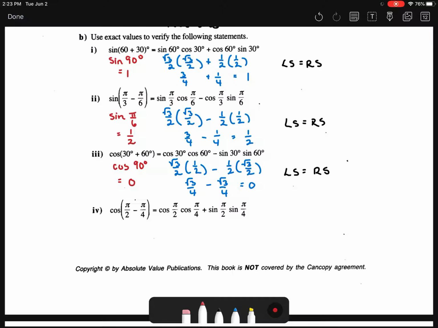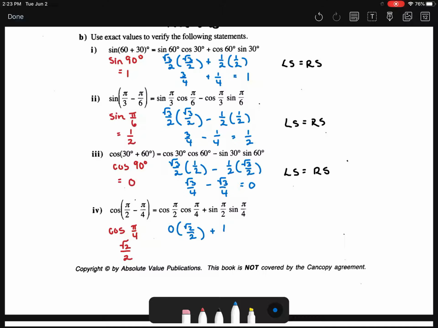Cos pi over 2 minus pi over 4. So this will be the cosine of pi over 4. You need a common denominator. So that is 45 degrees. The x value, that's root 2 over 2. The right-hand side now. Cos of pi over 2, that's 0. Cos of pi over 4, root 2 over 2.